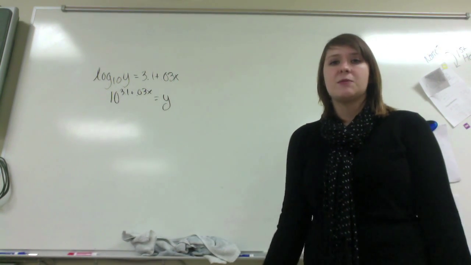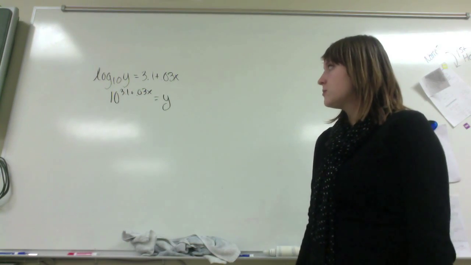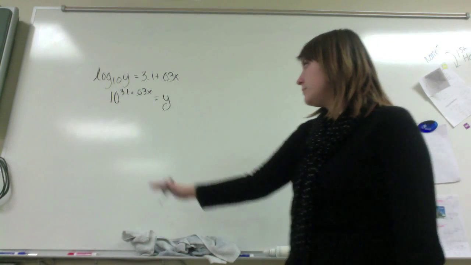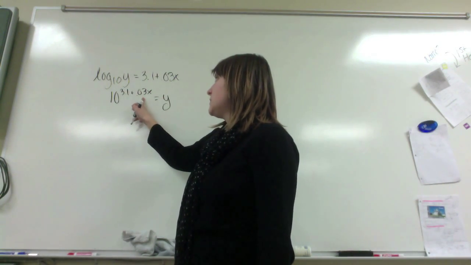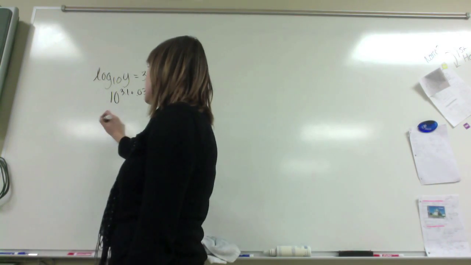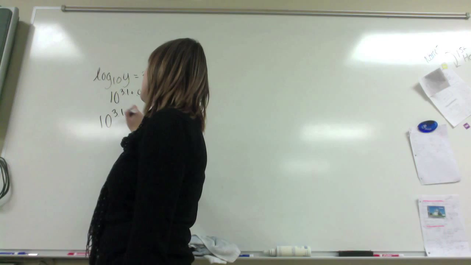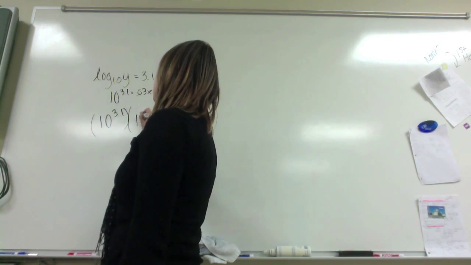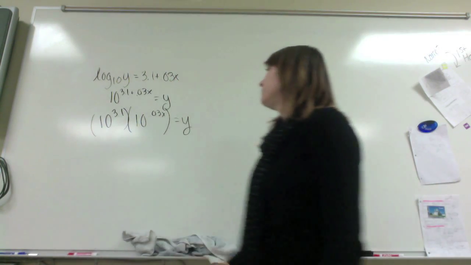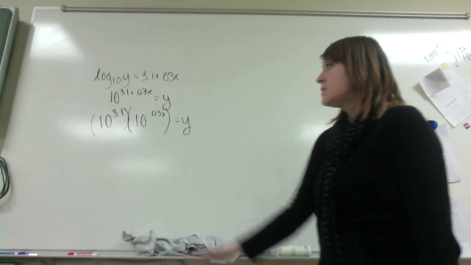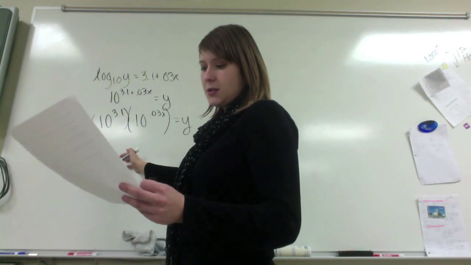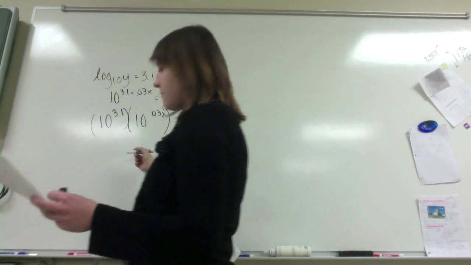Now that I've got it in exponential form, I can start using my logarithm rules and my exponent rules to simplify this down. Here I'm adding my exponents, so that means I'm going to be multiplying my bases. So I can turn this into 10 to the 3.1 times 10 to the 0.03x equals y. 10 to the 3.1 I can just plug into my calculator, and I get 1258.93.